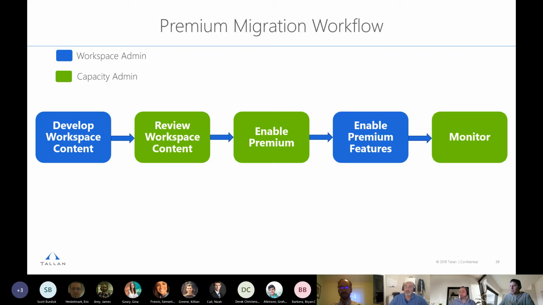Once that decision is made, let's just say the capacity admin gives it the thumbs up. The workspace administrator would then enable the Premium features. Premium is now on. They can start leveraging that feature set that we talked about at the very beginning. And then finally, it's just monitoring at this point. We have a brand new workspace in Premium capacity. The capacity admin is now responsible for checking to see if the addition of that workspace has negatively impacted the hardware or is running smoother than ever.